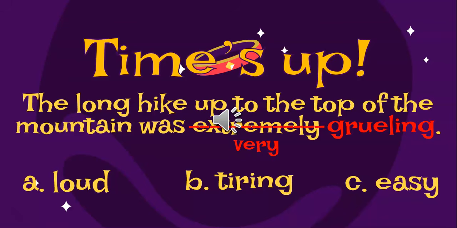Did you say B, tiring? Very good. I can tell that you worked really hard at this. B, tiring is the right answer because of all the clues that are actually in that sentence. A long hike to the top of a mountain. The only real answer to that question can be B, tiring. If that's what you chose for grueling, that's the right answer. Grueling means tiring. Very, very good.